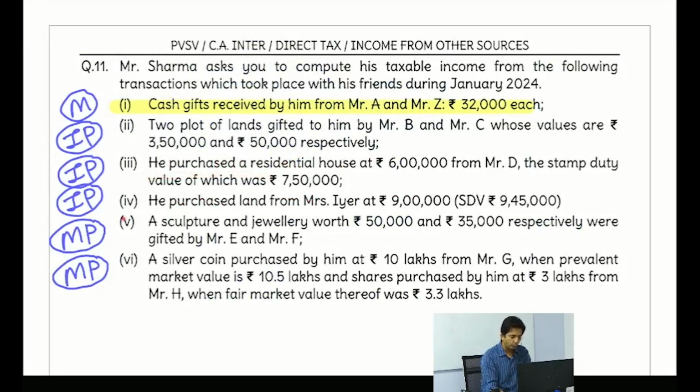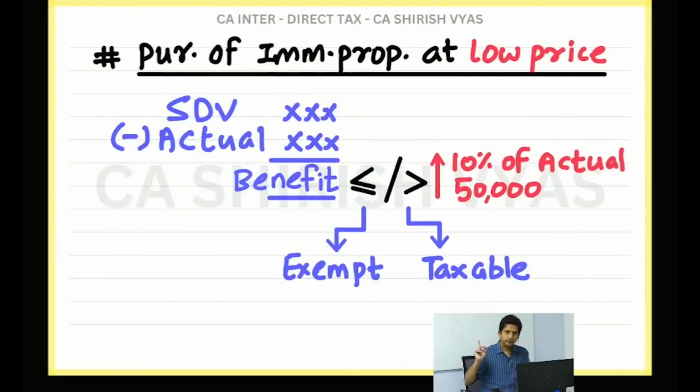Now do one thing, try the 4th point first. You try roughly. See, the question is with you, you can take help of this. Down the line, this system should be set in your brain. Give me the amounts here. What is the stamp duty value?